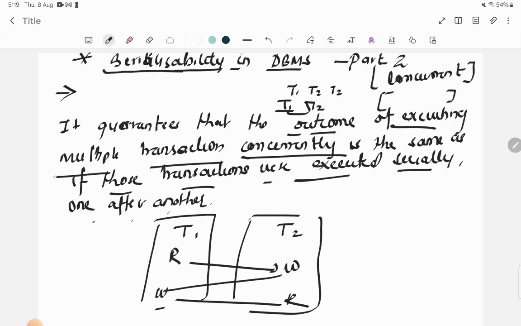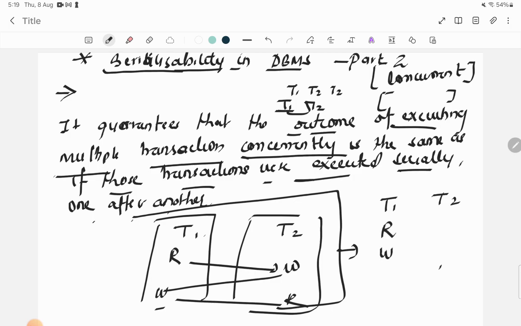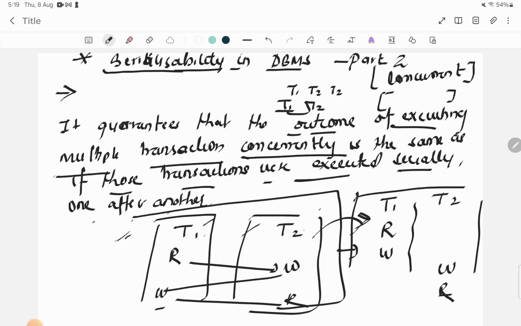So what is serially? If you convert these two transactions into a serial schedule, it is going to look like this. For example, first of all a read will happen, then a write will happen, after that a write will happen and a read will happen. So basically this is a serial schedule. So serializability tells us that if there are two or more transactions happening concurrently, we can have a corresponding serial schedule for that. It should be the same as if these transactions are occurring in a serial way. Okay, so this is basically one of the concepts of serializability.